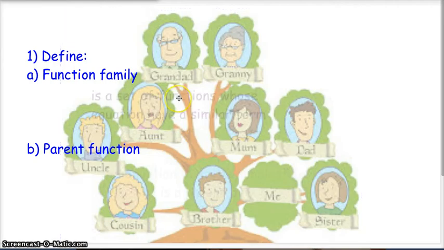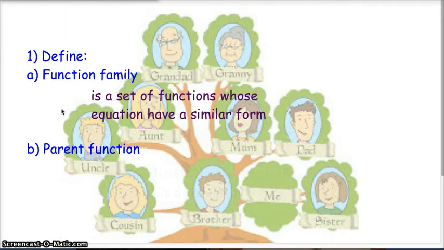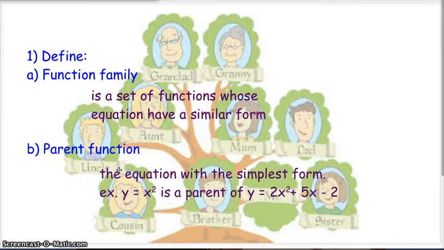Define function family. A function family is a set of functions whose equations have a similar form. And the parent function is the equation with the simplest form. Here's an example. y equals x squared is a parent function of y equals 2x squared plus 5x minus 2. Notice how complicated the second equation looks and how simple the first looks. The first is the simplest way that you could write anything with the exponent of 2.